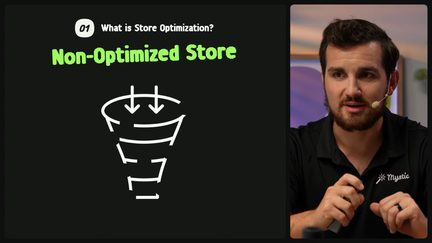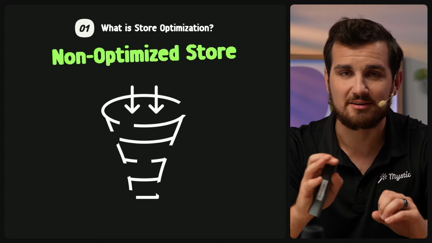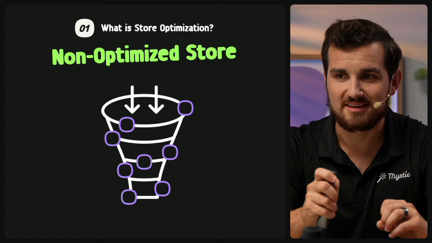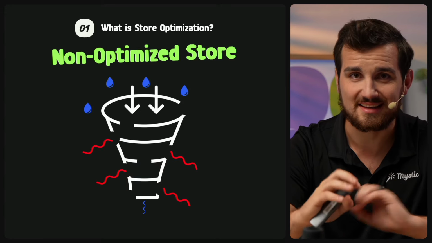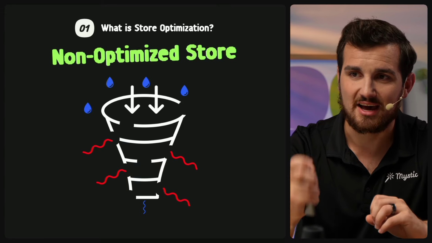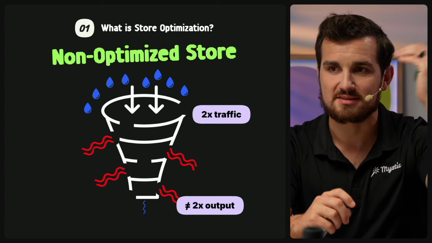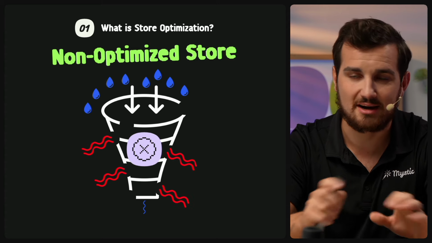But the problem is that that is not normally the case. Normally, there are a lot of holes in the funnel, a lot of leaks that look like these. And the bad thing about that is that that is where our precious water is leaking out in all these different spots. And what that results in is us putting in 2x traffic in the top and not getting the same return out the bottom. And that is not what we want.